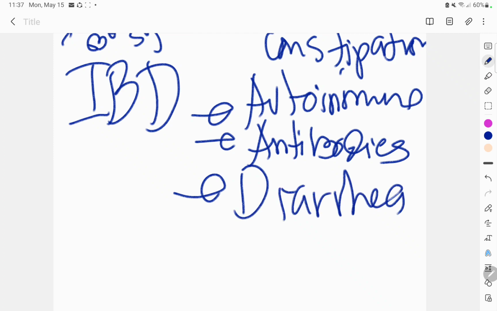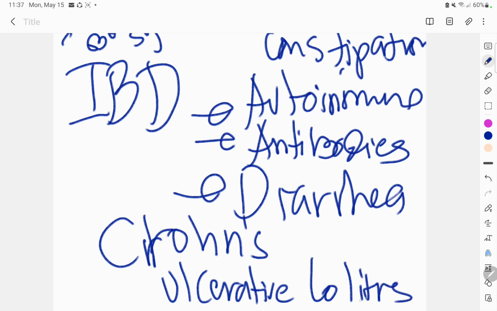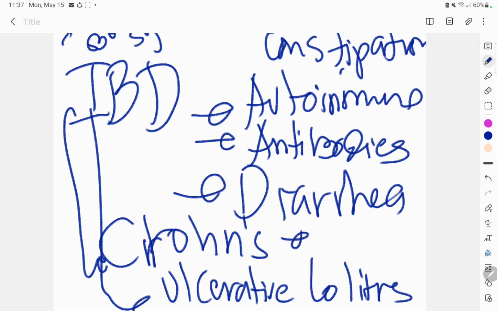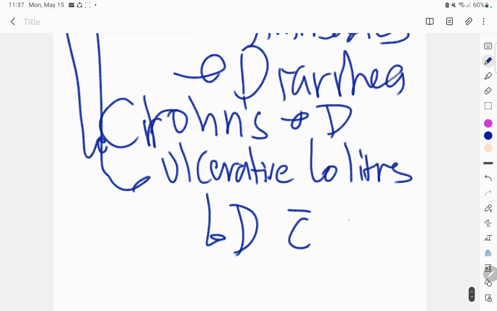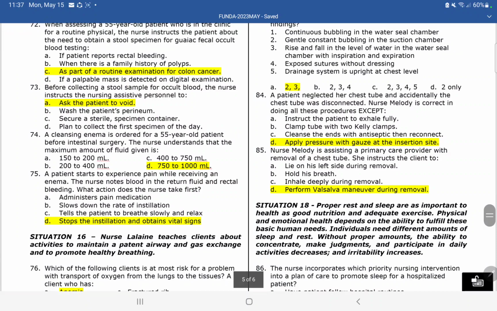It is divided into two, your Crohn's disease and your ulcerative colitis. Those are part of inflammatory bowel disorder. For Crohn's, just remember, it is only diarrhea. But ulcerative colitis is diarrhea with blood. Now, let's proceed. Okay. Number 73.